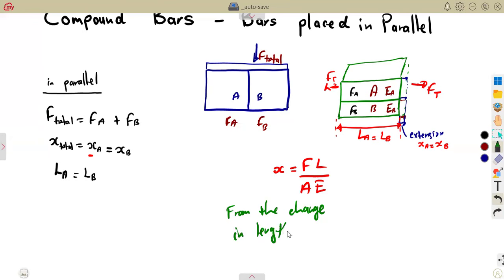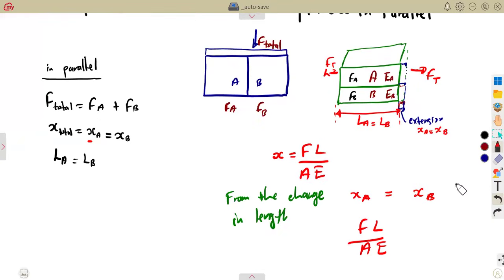We are going to notice that these two are equal. So if they are equal, it means we are going to equate their equivalent formulas also. FL over area times E, that is the force times the length over area times E. This is at A. So at A, we're just going to use the letter A to indicate that, or you can use 1 to say this is object 1, this is object 2. It's up to you, the way that you understand.